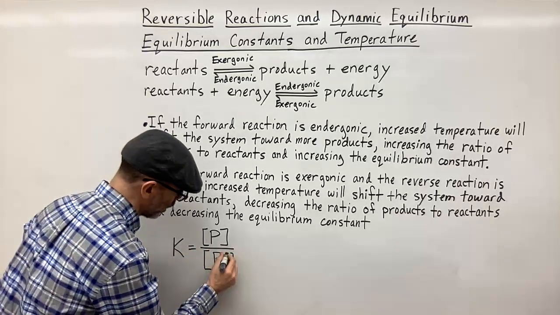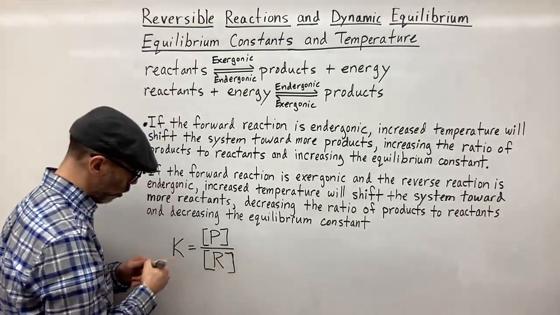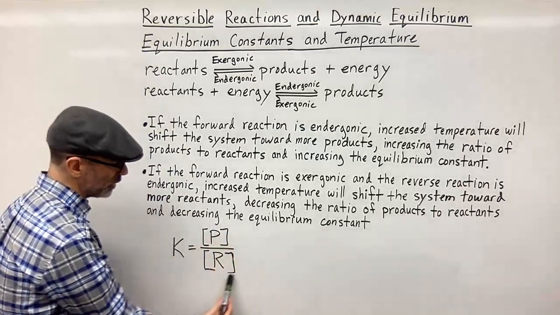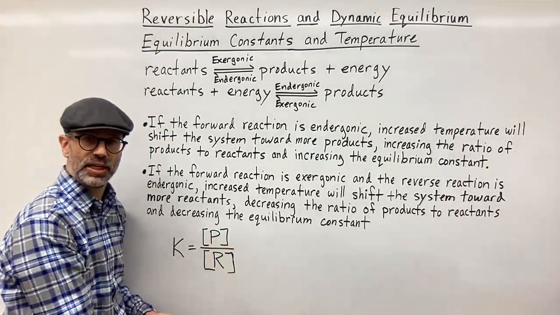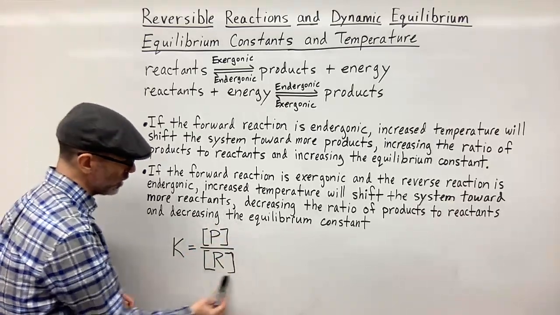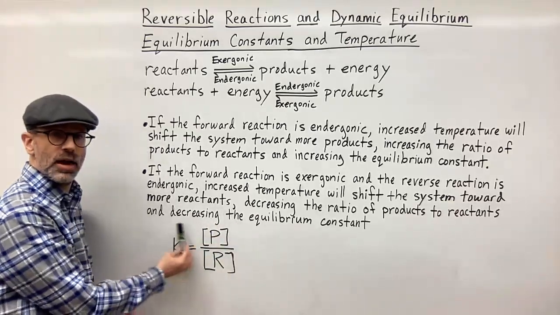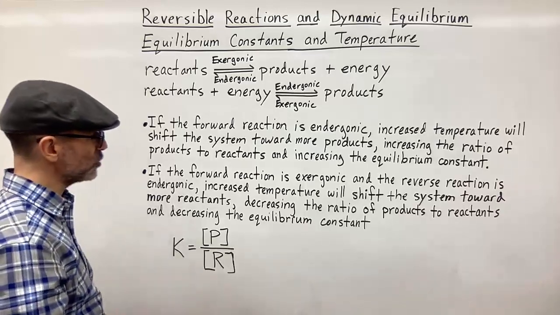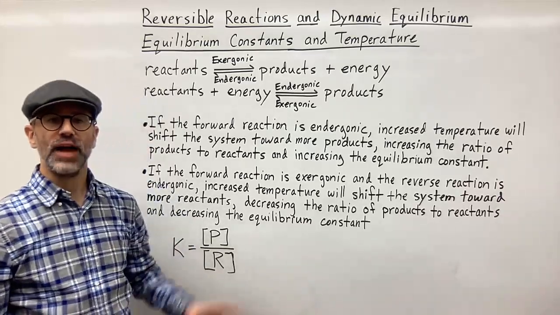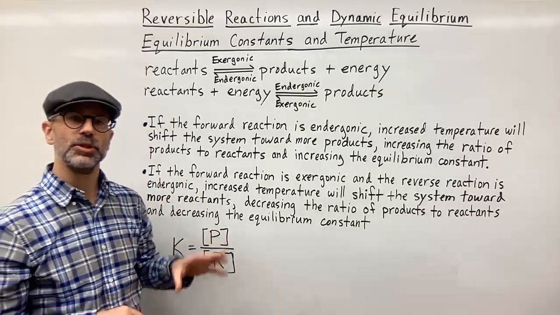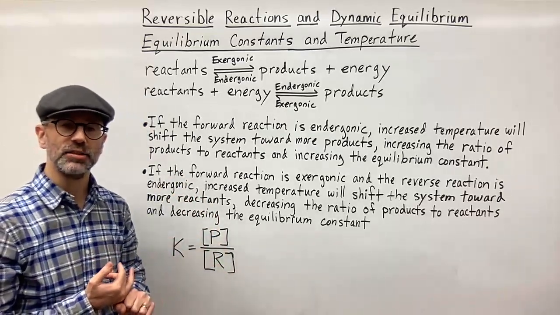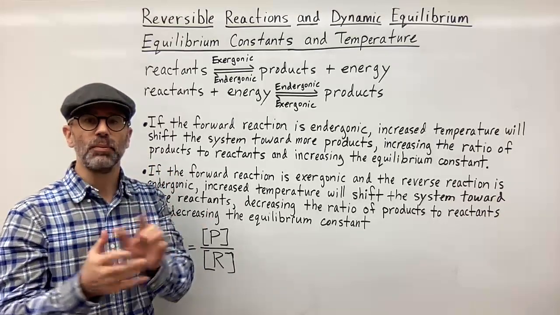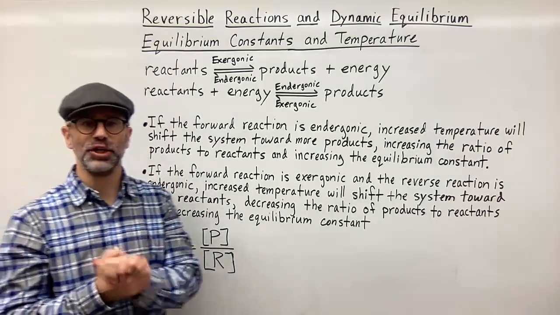Reactants are on the bottom. They're in the denominator. So therefore, increasing the denominator is going to cause the ratio here to decrease. If the ratio here decreases, then of course my equilibrium constant is going to decrease as well. And so that is the effect of temperature on your equilibrium constant. Okay, so I'm going to give you a couple of examples to finish off the video.